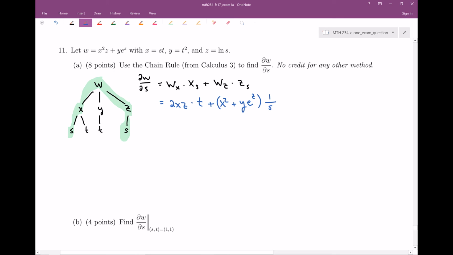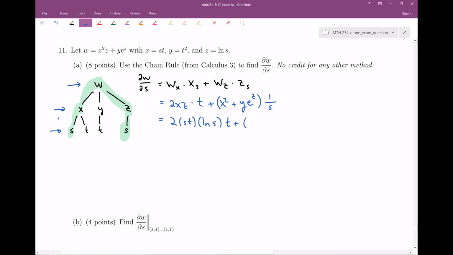All right, let's go ahead and simplify a little bit. Notice usually you write your dependent variable in terms of your independent variables. Remember, here are our independent variables, here are our intermediate variables, and here is our dependent variable. So I'd like to have everything in terms of s's and t's. So here I'm going to do 2, and instead of x, I'm going to write st. Instead of z here, I'm going to write the natural log of s, and then there's the t. That's already an independent variable.